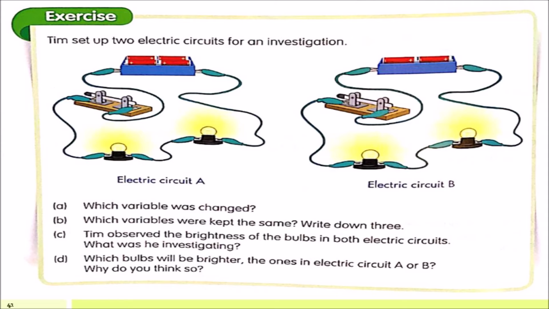A. Which variable was changed? Look at electric circuit A and look at electric circuit B and figure out which variable was changed. B. Which variables were kept the same? Write down 3. Remember the 4 variables that we've discussed previously. C. Tim observed the brightness of the bulbs in both electric circuits. What was he investigating?